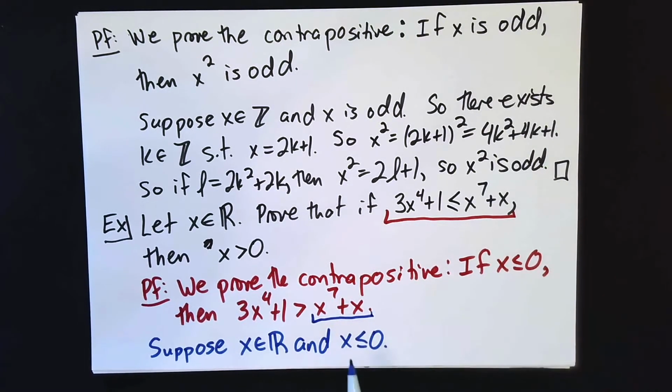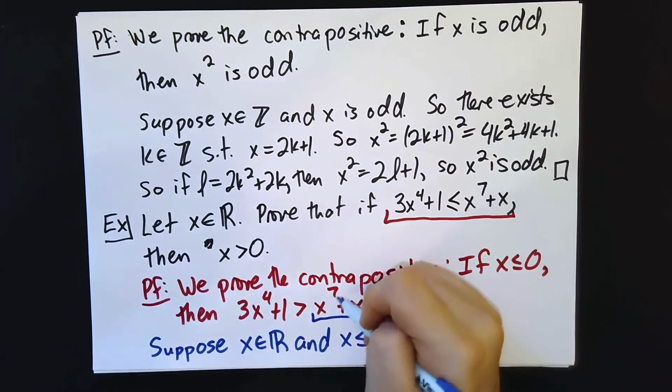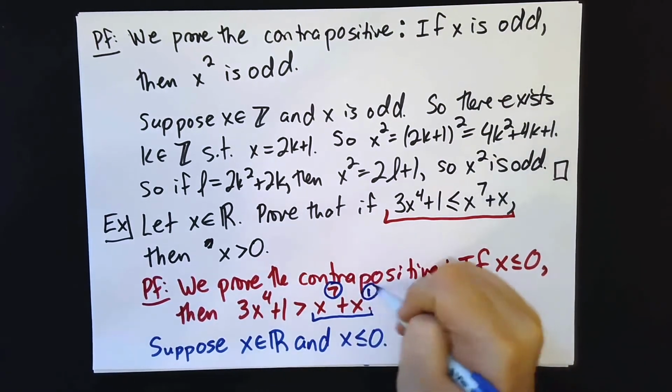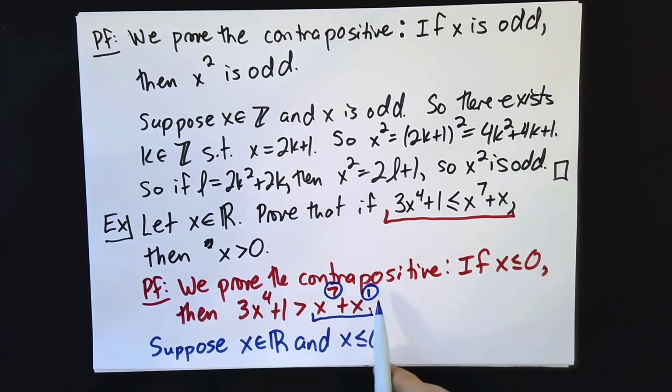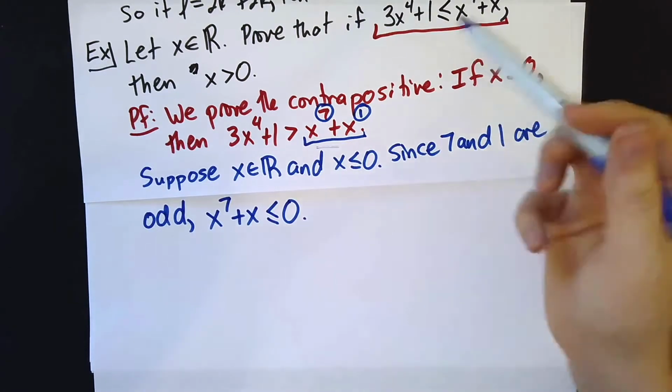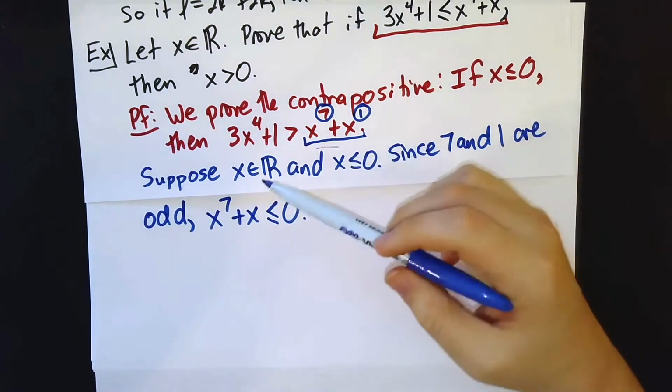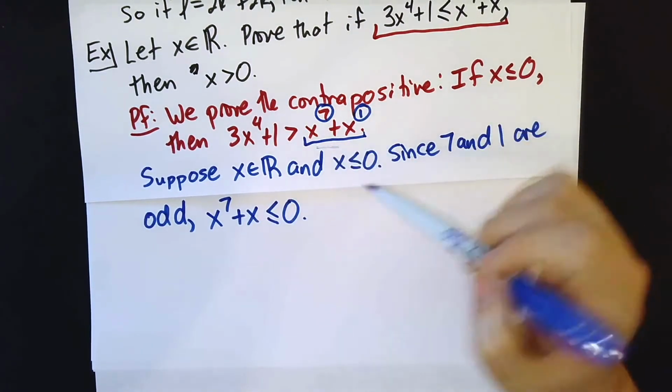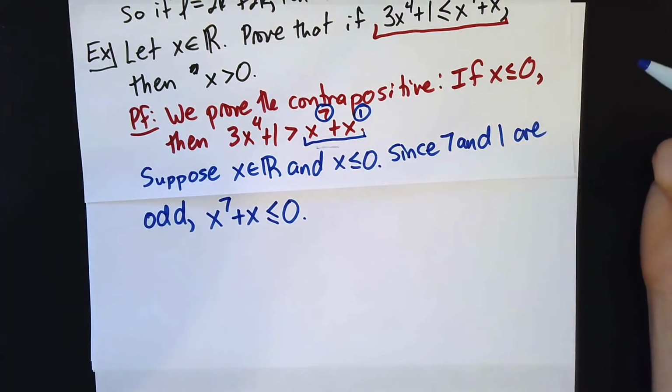Namely, if I have a non-positive number, and I raise it to an odd power, what happens? Well, I get a non-positive number again, right? So because both this power 7 and this power 1 are both odd, this thing, in fact, is negative when x is less than or equal to 0. If x doesn't happen to be 0, then this thing is strictly negative, but even if x is 0, this thing is still less than or equal to 0.